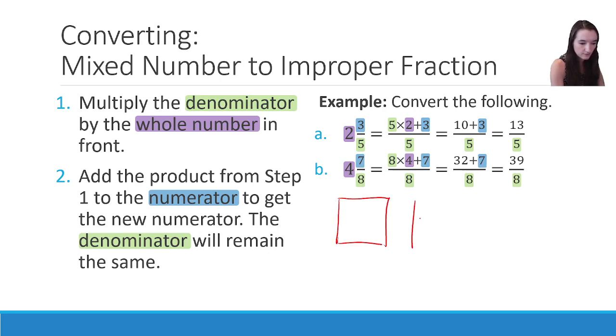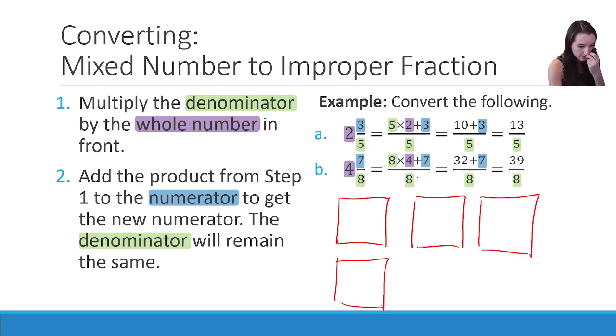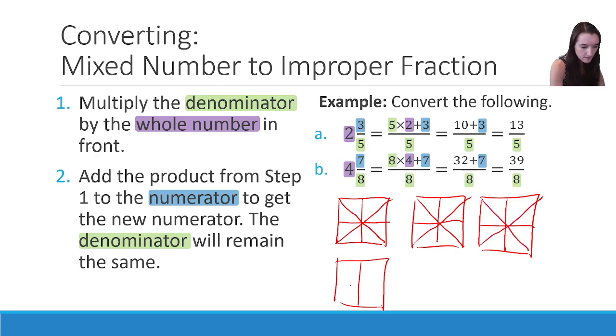So make 4 boxes. There we go. And then I'm going to split them into eighths, like this. That's split into eighths. Okay, right? So that is 8 eighths.